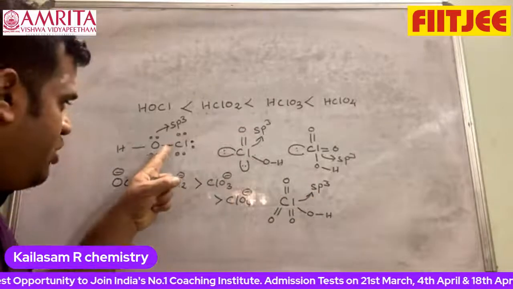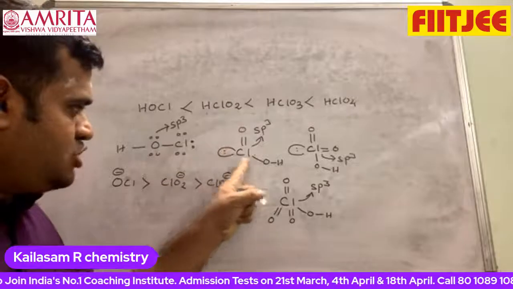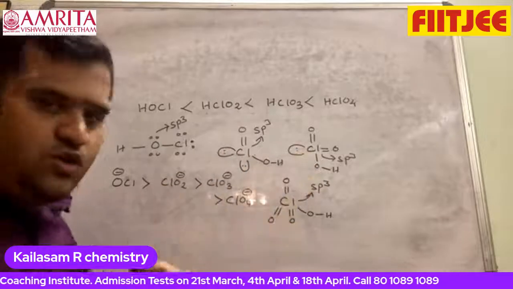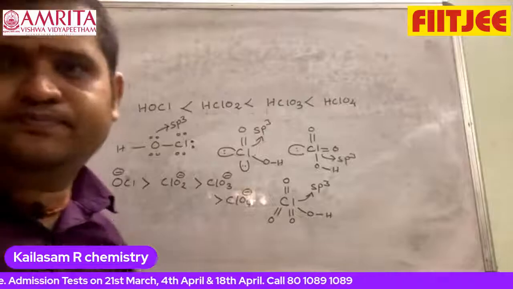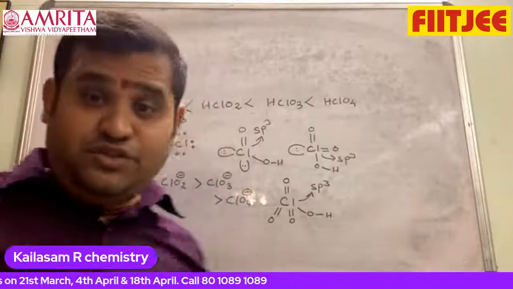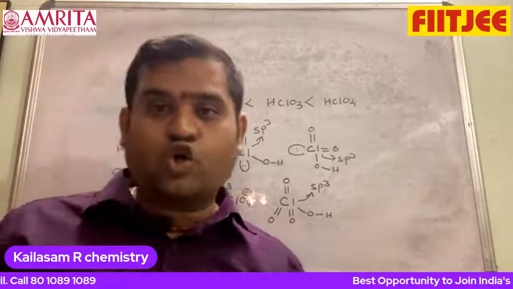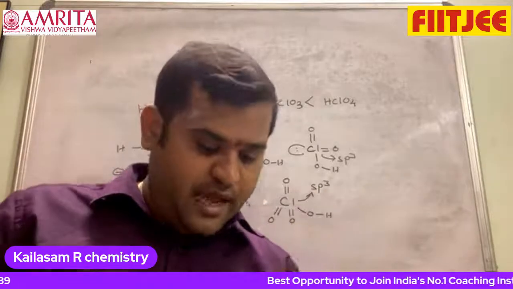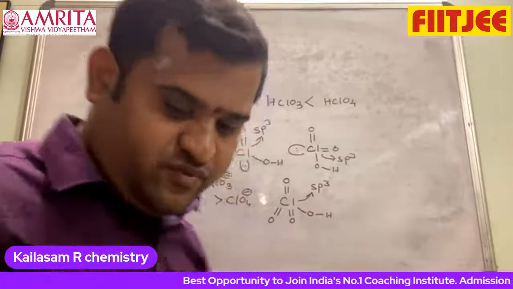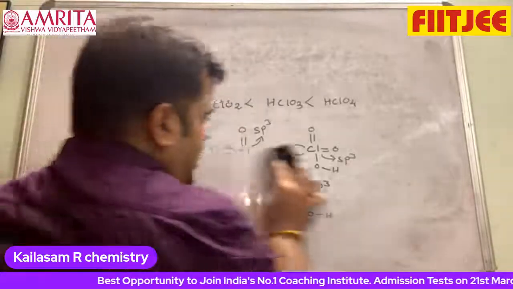Alright, look at this non-bonding electron pair here. The central atom has 2. This will be 1 and this will be 0. This is what you have to observe. So this is about the oxo acids of halogen. And next will be the case of xenon compounds.